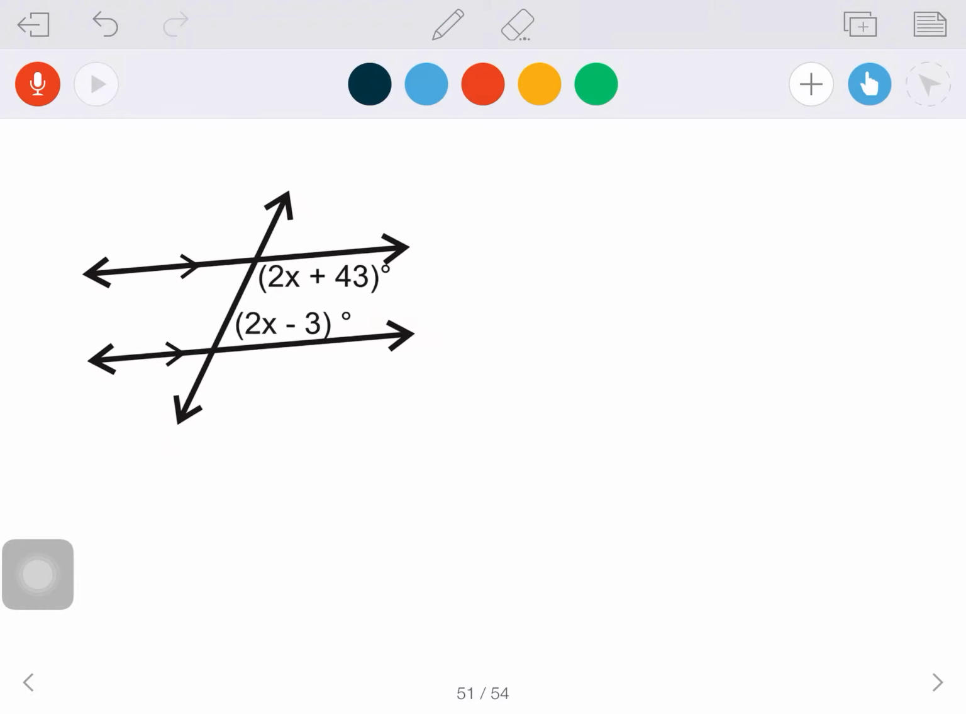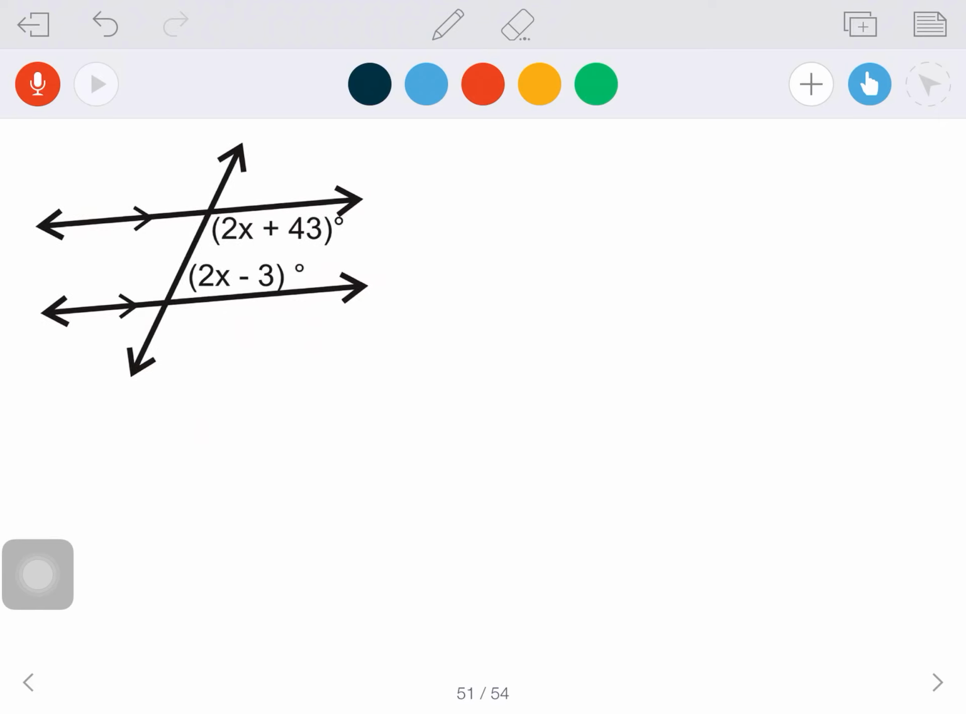So this is the first problem. On the figure, you can see once again this arrow here, which indicates that this line, so let's say this is line L and this is line M. This would mean that line L is parallel to line M.